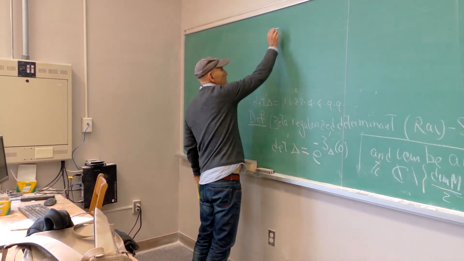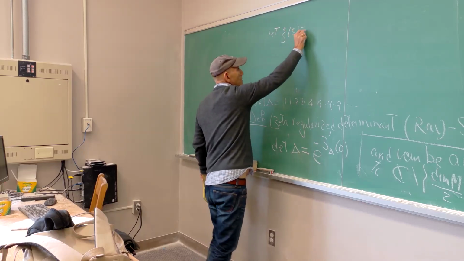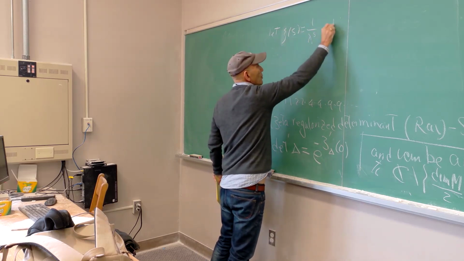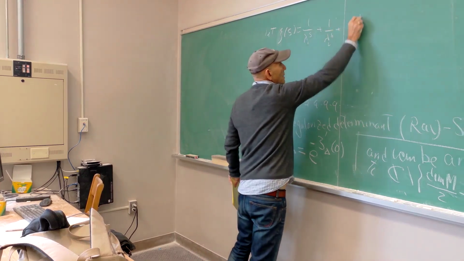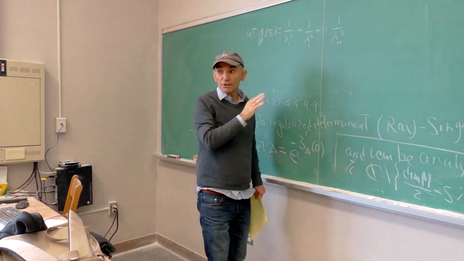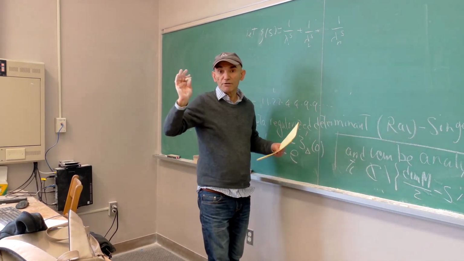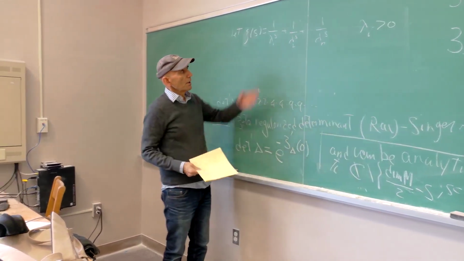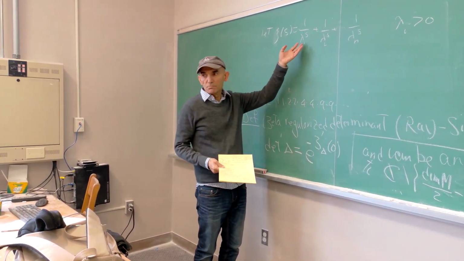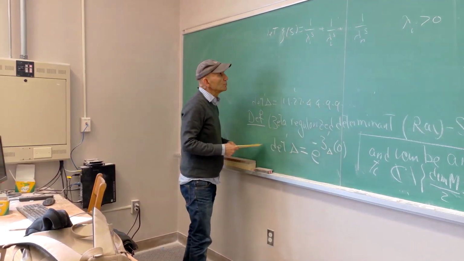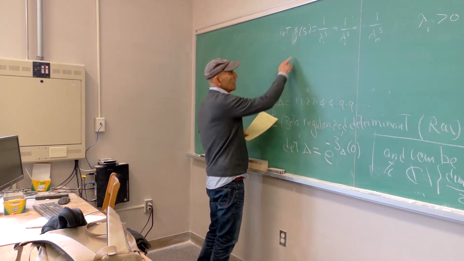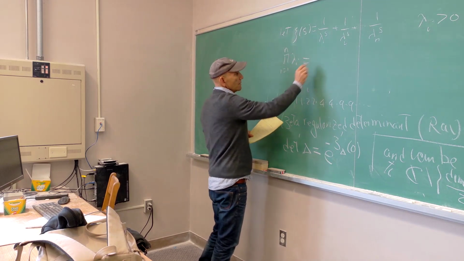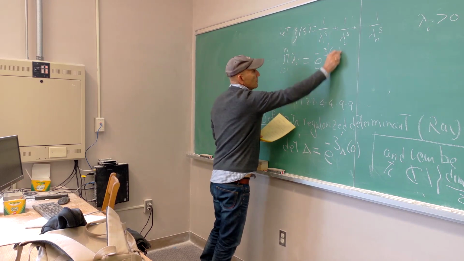Let us define a function C of S equal to 1 over lambda 1 to the S plus 1 over lambda 2 to the S, up to lambda n to the S. So these are a finite number of eigenvalues only, we don't look at infinitely many, and the lambda i are strictly positive. Then obviously this is a holomorphic function in S. And I want you to show that the product of the lambda i is equal to exponential of minus zeta prime at 0.